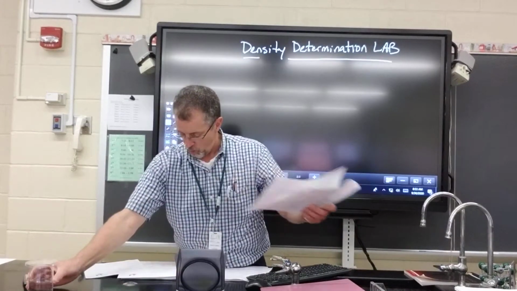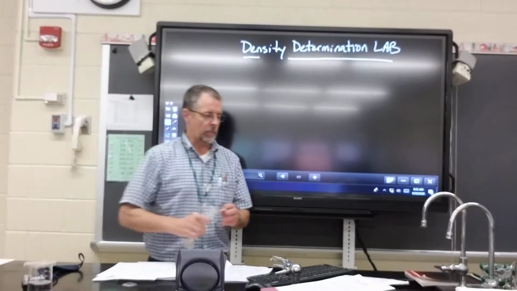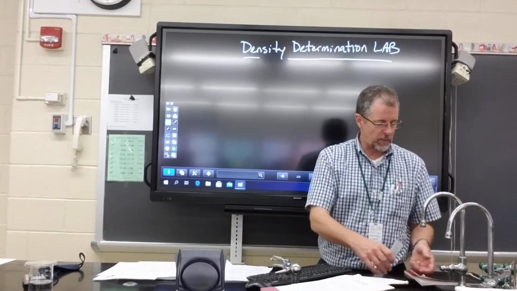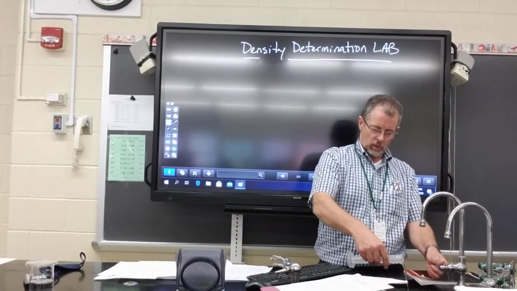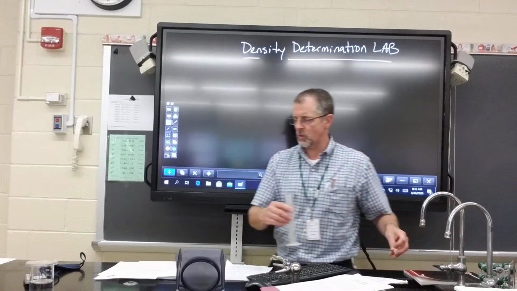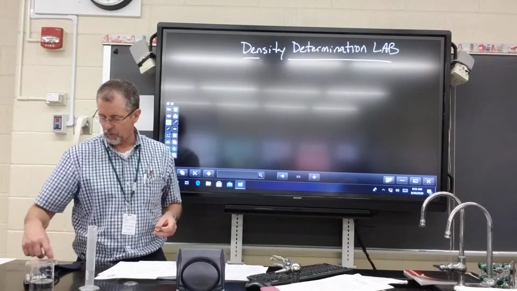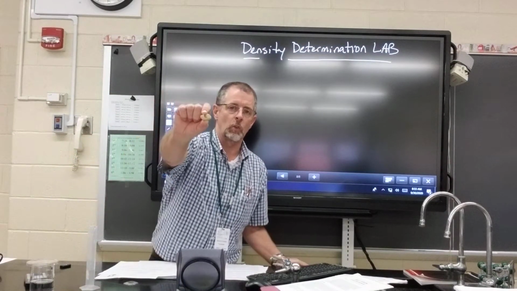Okay? So the first step then for this density lab is we are going to determine the density of an irregular object, just to test out that the equipment is working, and just to familiarize yourself again with density. We're going to take an irregular object. In this case, we're going to take a rock.